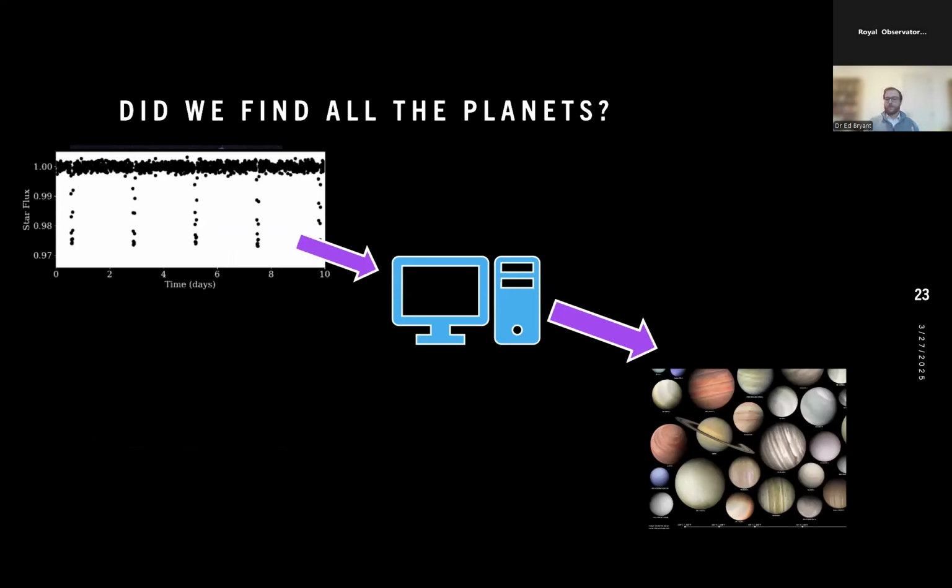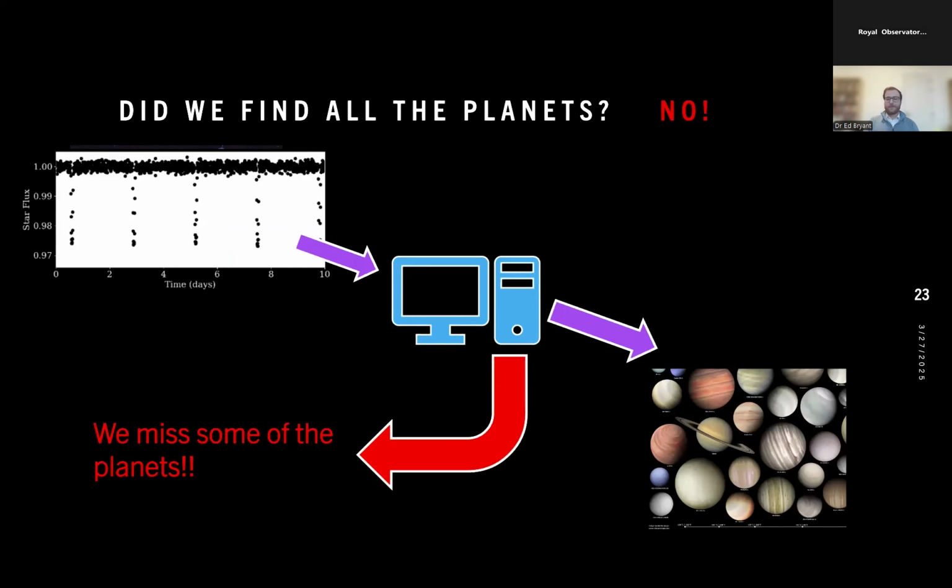Because of course, if I want to know how common these planets are, as well as knowing what planets I did find, I also want to know what planets I missed. And it's very likely that I missed some planets because the data is imperfect, the computer algorithms I used are imperfect, and so we will miss some planets. But it's very, very hard, as I'm sure you can imagine, to try and know how many planets you haven't found. It's because you haven't found them.